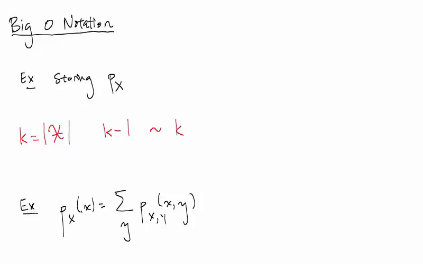Let's look at this particular example, where to compute this marginal, we're going to have to iterate through each possible little x, and for each possible little x, we're going to have to iterate through each possible little y in order to compute this sum.